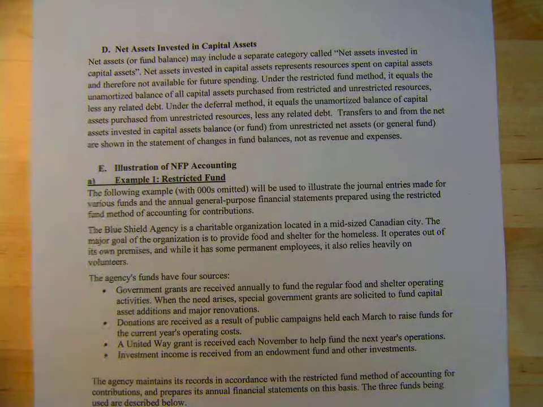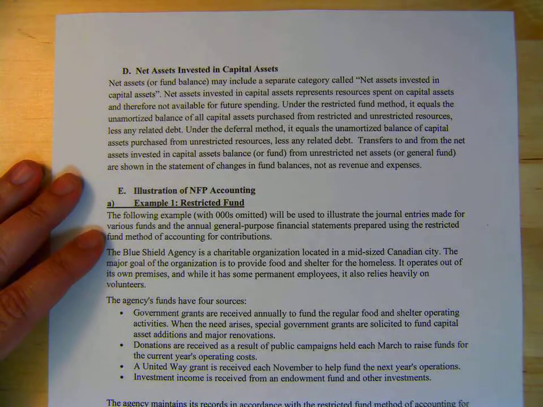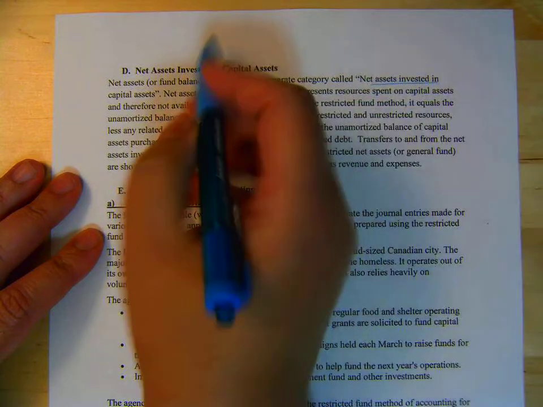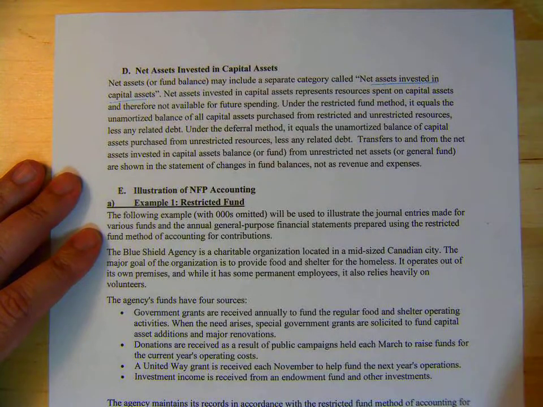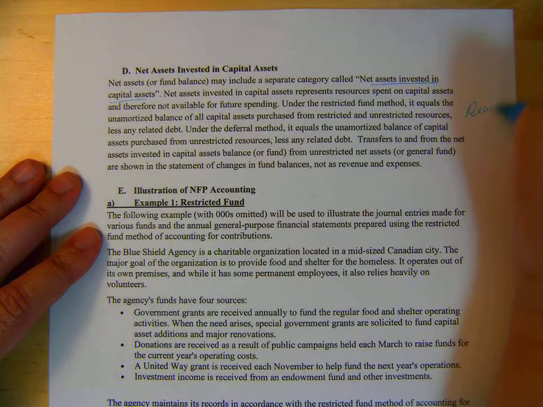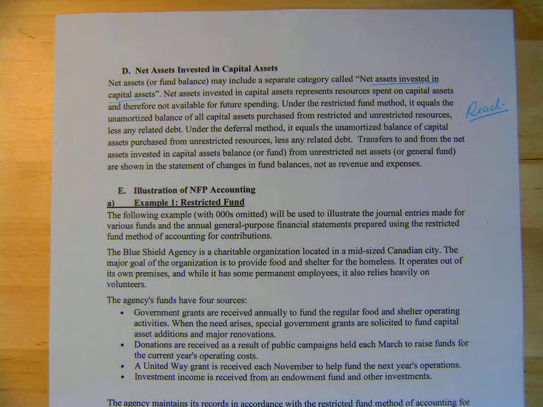On page 4 then, net assets invested in capital assets. As we talked about, that can be separated. And you can just read through this. The wording is more confusing than actually seeing it in an example. So we'll do an example.